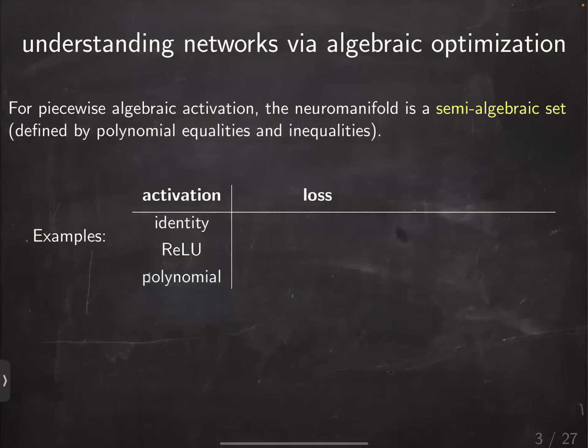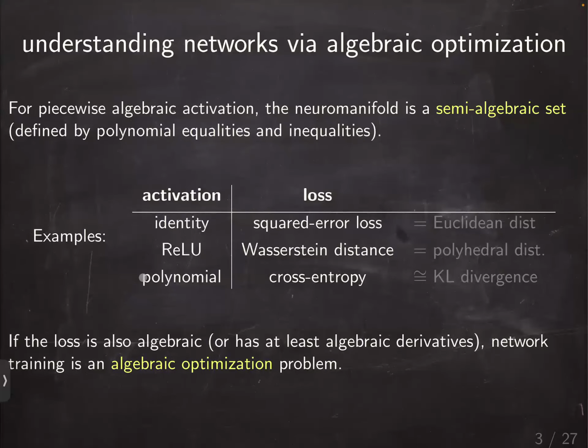Again, if there are some words that I say that some of you don't know, then please just go ahead and ask. Okay, and then in addition, if not just the activation function has an algebraic flavor, but also the loss function that we want to optimize is algebraic, then the whole network training has become really an algebraic optimization problem. And then we can, in theory, study it with pure algebraic geometry tools.